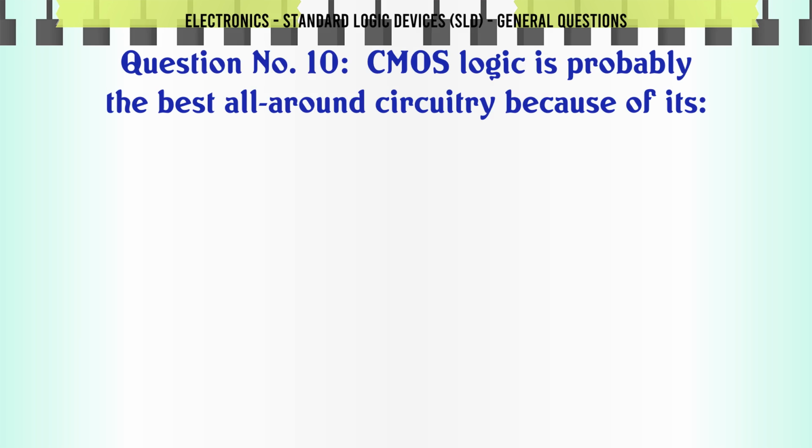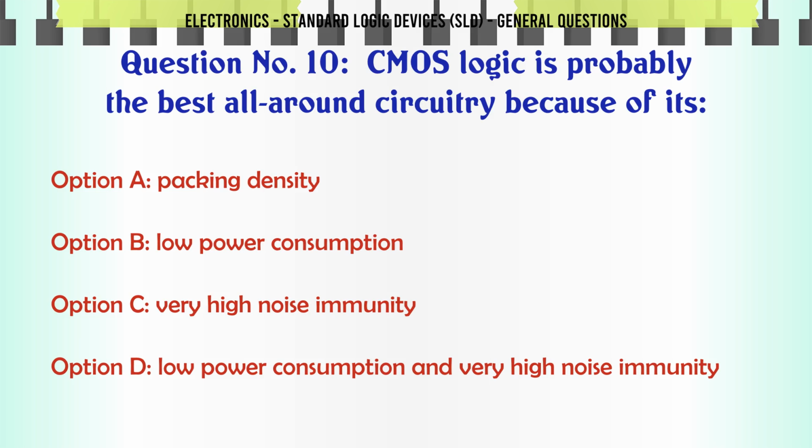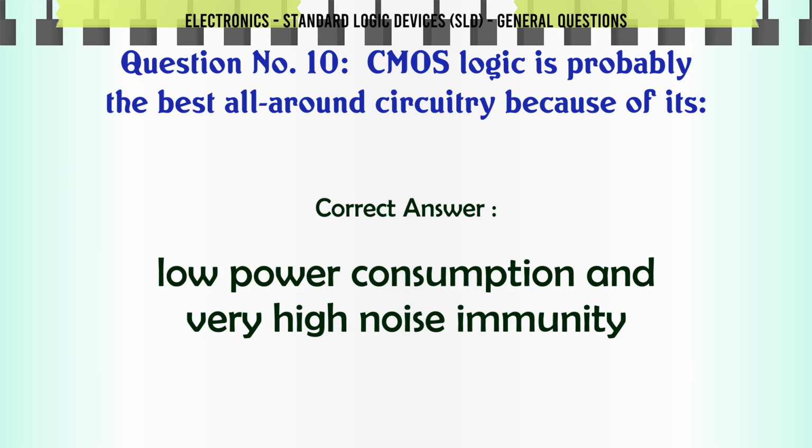CMOS logic is probably the best all-around circuitry because of its: A. Packing density. B. Low power consumption. C. Very high noise immunity. D. Low power consumption and very high noise immunity. The correct answer is low power consumption and very high noise immunity.